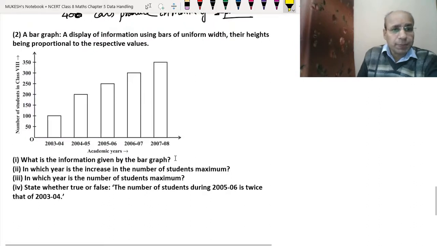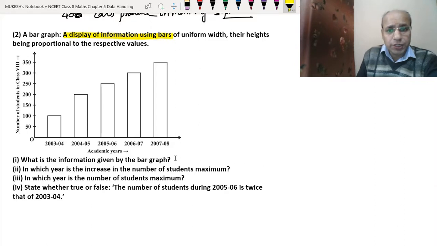What is a bar graph? Basically, it is the display of information using bars of uniform width, their heights being proportional to their respective values. You can see the width is the same everywhere, here also, here also, but the height is different for different values. As you can see here, as the number of students in class 8 is changing, the height of the bar is also changing.